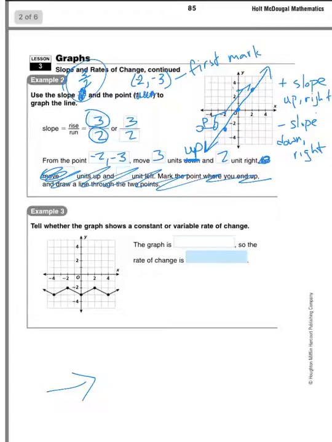Tell whether the graph shows a constant or variable rate of change. These are pretty darn easy. The graph is not a line, so the change is variable. Okay? If it is a straight line, then it is constant. So straight line's constant, not a straight line is a variable.